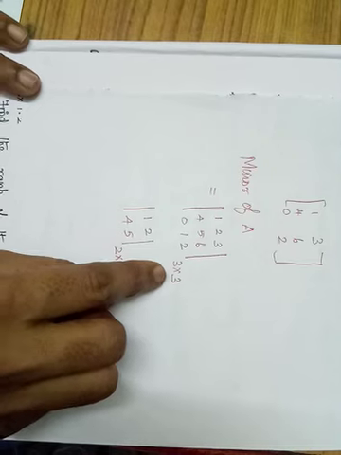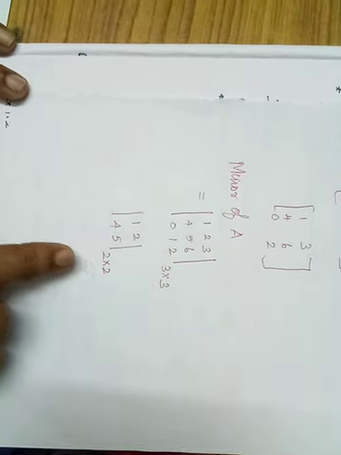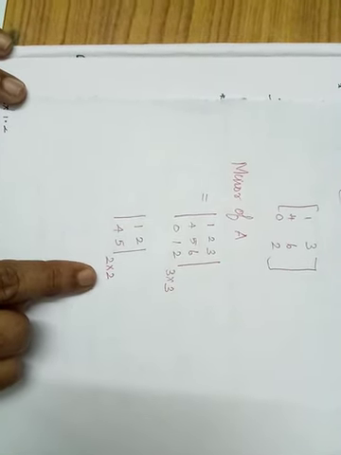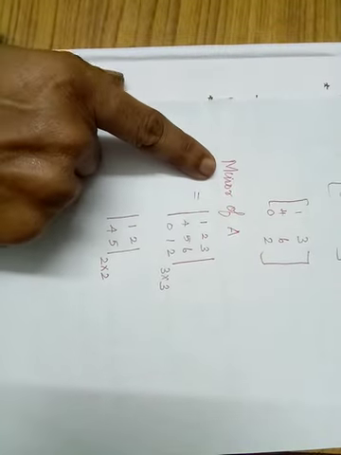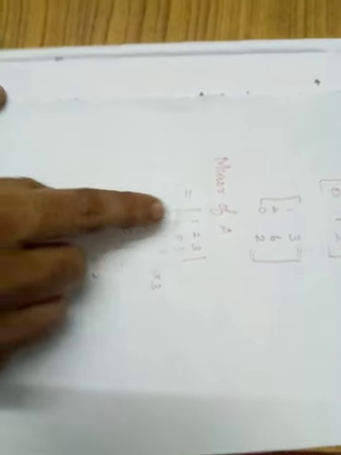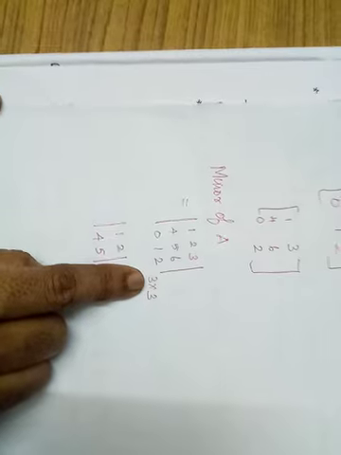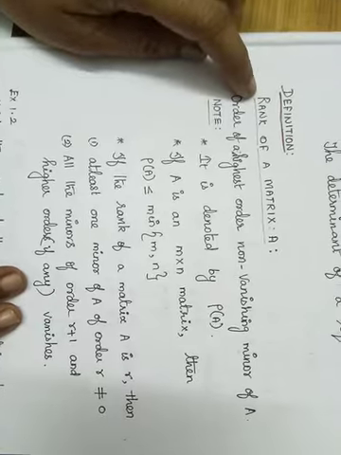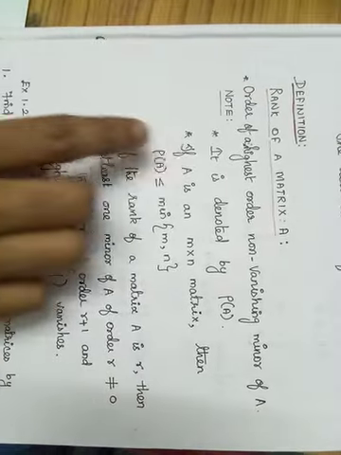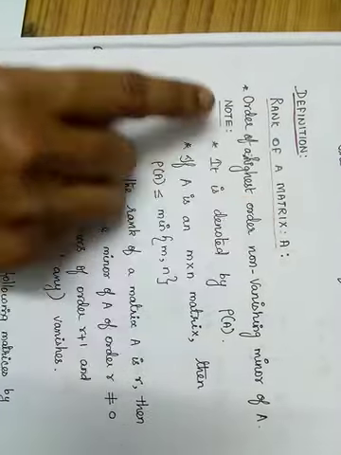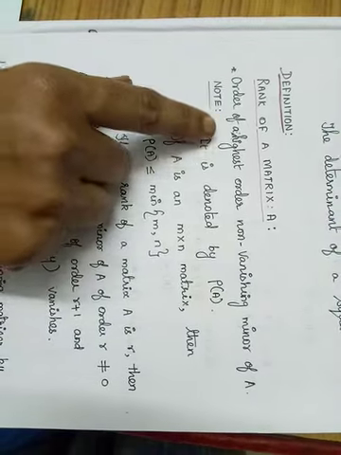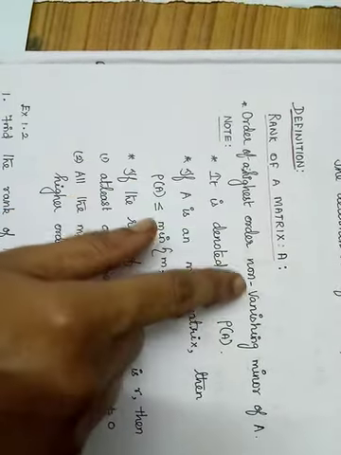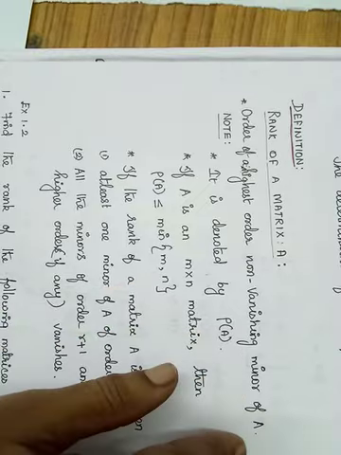So this is called 3 by 3 minor of A and this is called 2 by 2 minor of A. While talking about minor, we have to write the determinant of the square submatrix. Okay. Next we are coming to the definition of rank of a matrix. So rank of the matrix A is defined by the order of a highest order non-vanishing minor of A.